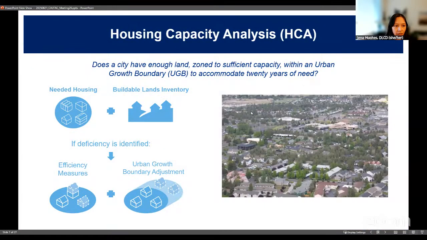Yes, thanks. Starting with the housing capacity analysis. As we talked about, this utilizes information in the contextualized housing need related to housing types to inform what the residential land needs are over a 20-year period. And then comparing that with the buildable land inventory or the 20-year land capacity to evaluate whether there is enough capacity to meet the need. If not, a local government will need to take action to respond to the deficiency. Next slide.